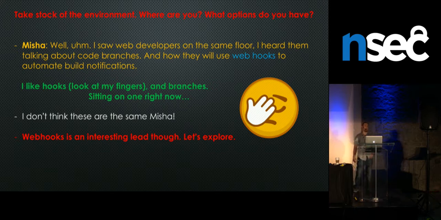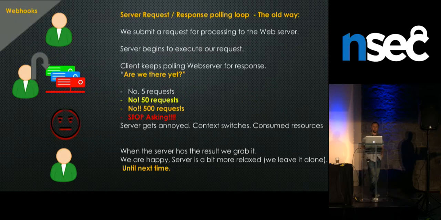What does that even mean? Well, assess the situation, look around you. What is available? What can you use, being in this specific situation, in this specific company? What can you do? And you are on a developer network. There are developers out there. For example, Misha hears that they're pushing some code here and there. They're using some things called webhooks. Misha doesn't know what webhooks are, so let's take a look at what those webhooks are before we move on further.